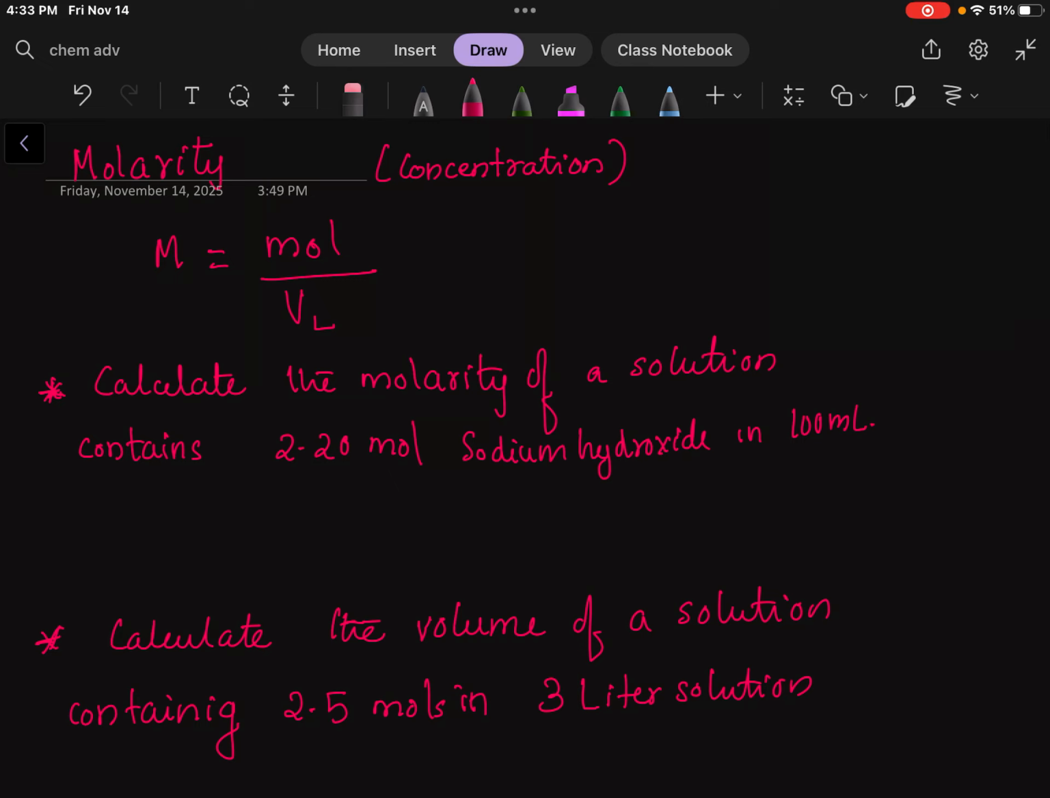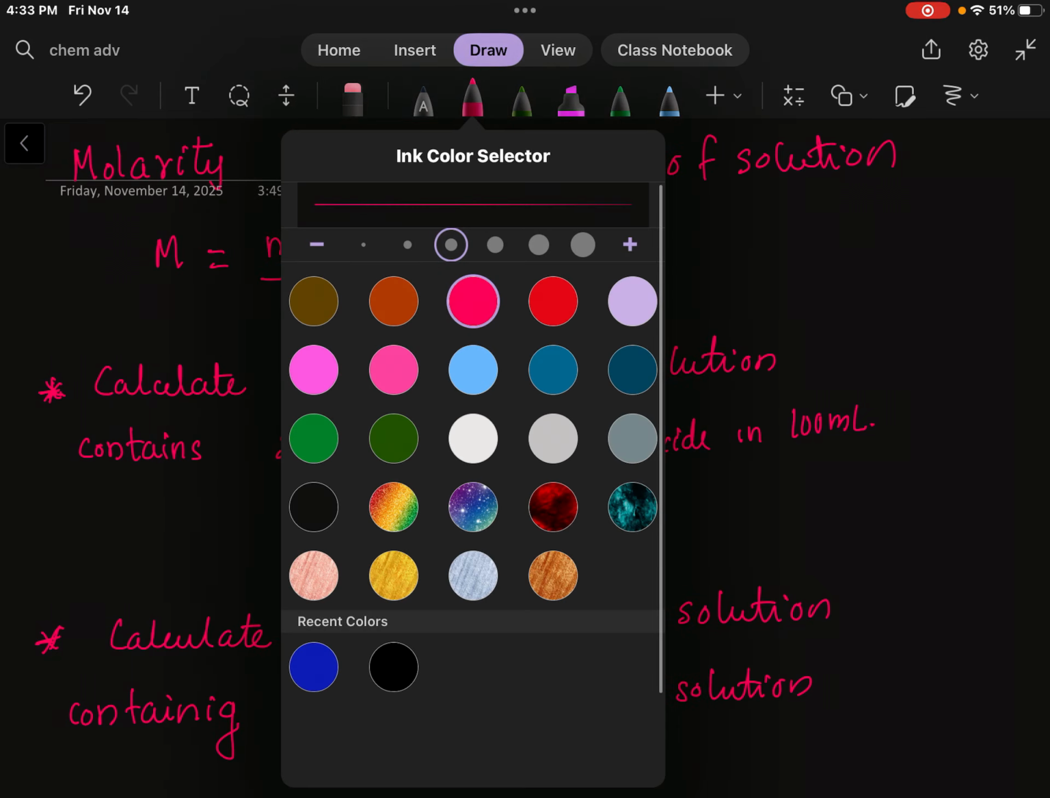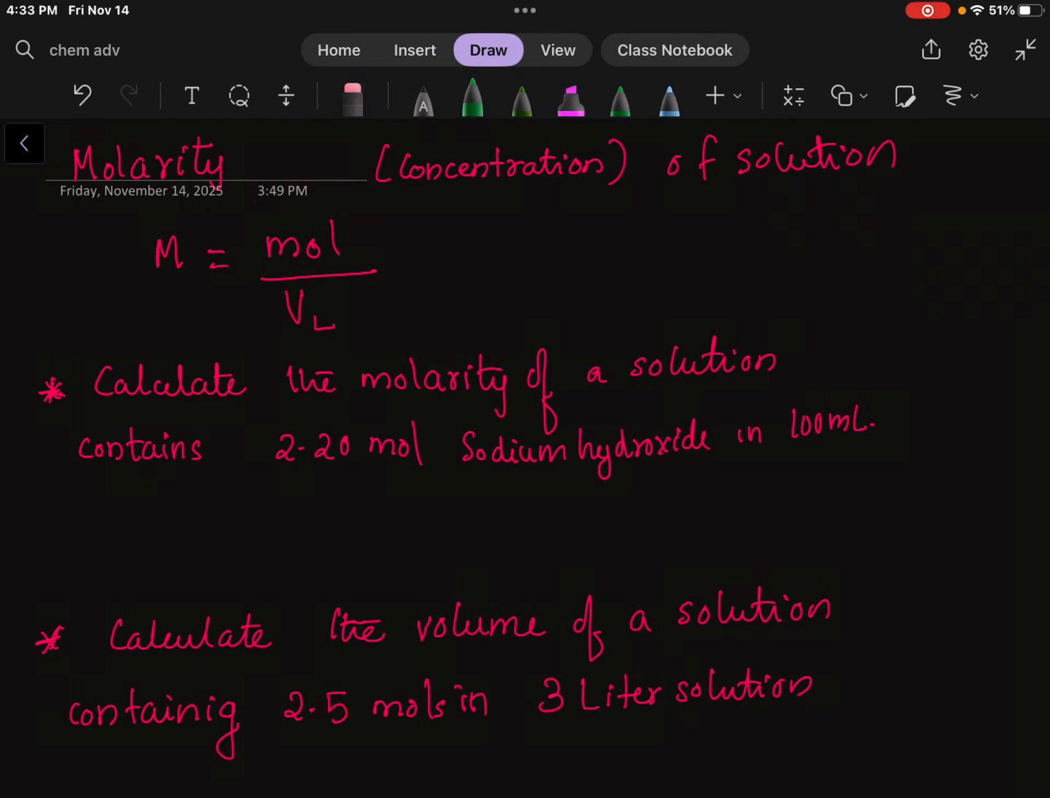Molarity is a way of expressing concentration of solutions. It shows how many moles of solute are in liters of the solution. The equation we are going to use: molarity is equal to moles over liter. The volume we are substituting must always be in liters. A mole is the number of moles, and molarity is capital M.